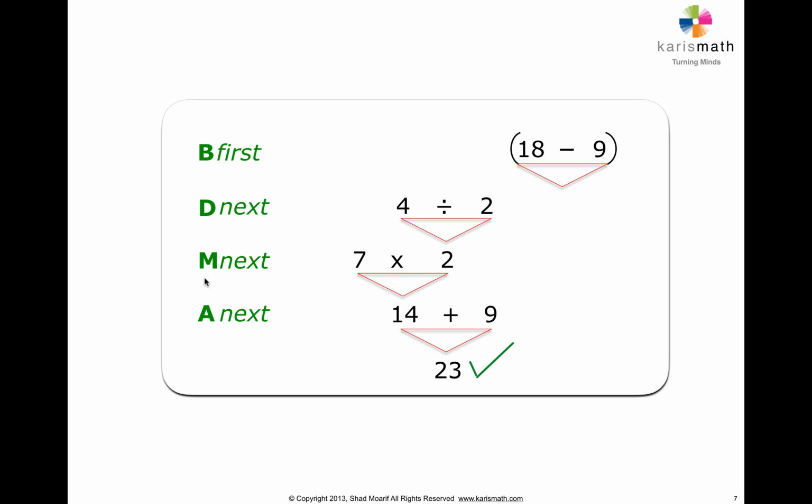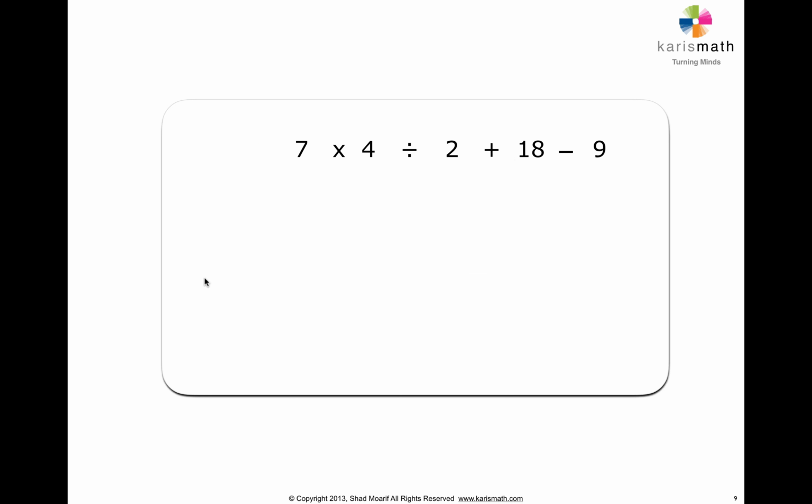Great. Try this one. The next one. What do we do first? Very good. See if you can work it out. Can you do it mentally? Who can do it mentally? Because if you can, that would be cool. I get 28, and I'll have to divide next. So 28 divided by 2 is 14. And then 14 and 18 is 32. 32 minus 9 is 23. The answer should be 23.